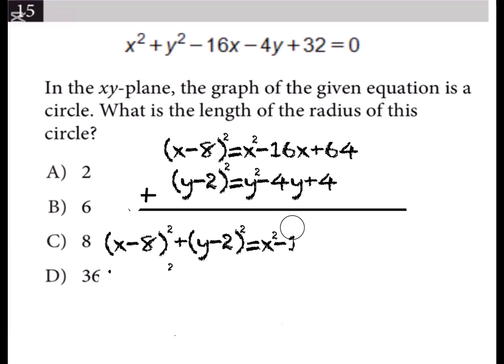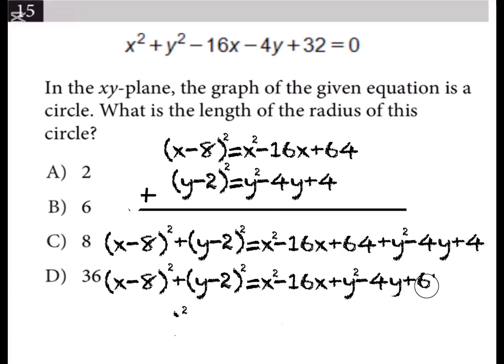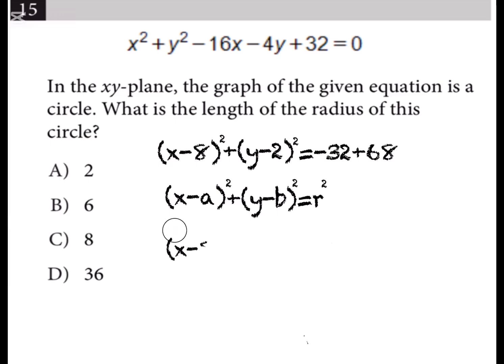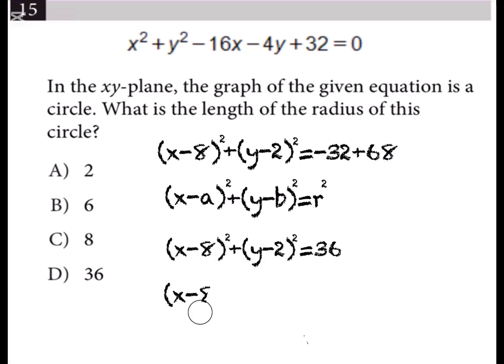When we combine the x part and the y part, we get the complete equation of the circle. To find the radius of the circle, we also need to simplify the right-hand side of the equation by combining and manipulating the constants. This will give us the radius squared, from which we can easily determine the radius. 36 is r squared, so r equals 6.